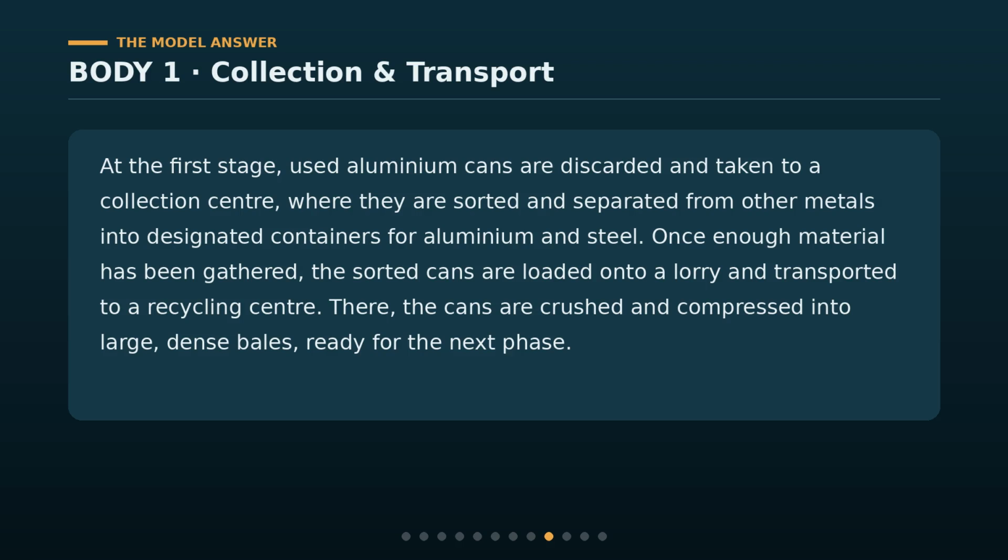Body paragraph 1 describes collection and transport. At the first stage, used aluminium cans are discarded and taken to a collection center, where they are sorted and separated from other metals into designated containers for aluminium and steel. Once enough material has been gathered, the sorted cans are loaded onto a lorry and transported to a recycling center. There, the cans are crushed and compressed into large, dense bales, ready for the next phase. Notice how every verb is in the passive voice.